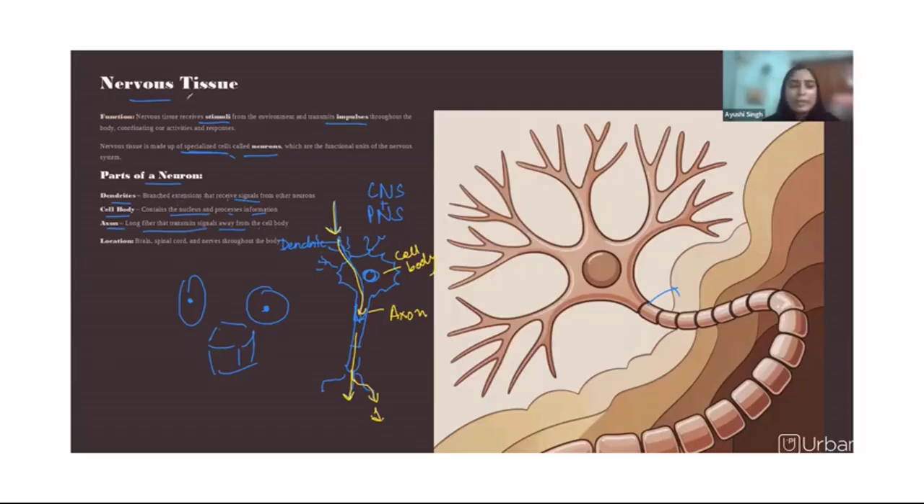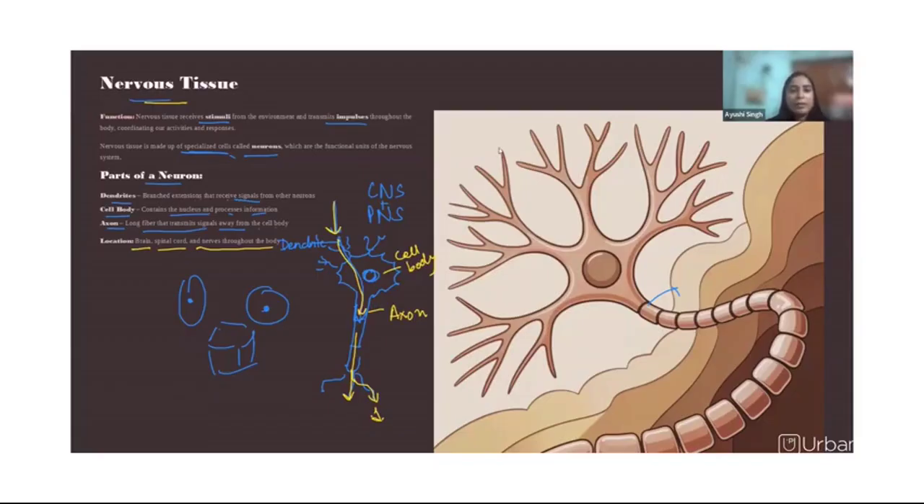The location of nervous tissue would be specifically the brain, spinal cord, and nerves throughout the body. Throughout the body we have nerves, right? That's why if I am putting my hand here, I can feel it. If somebody is tapping behind my shoulder, I can feel it because neurons are everywhere and they respond to the outer stimuli.